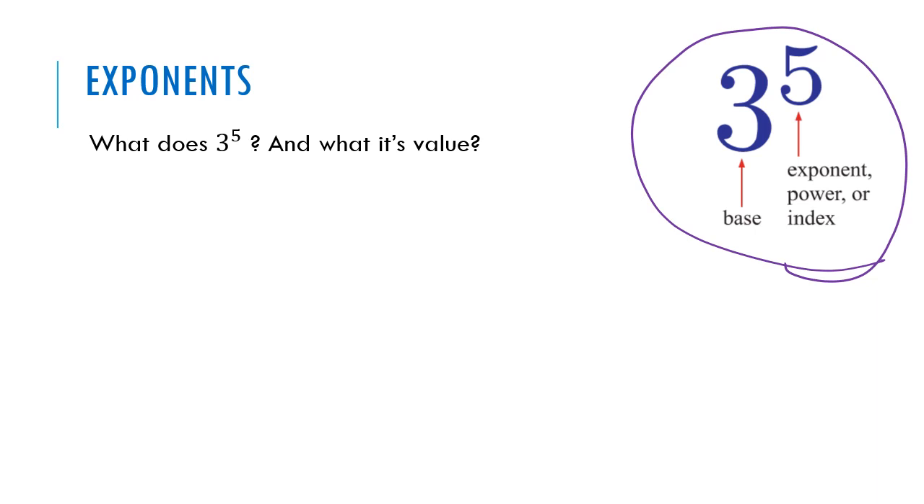Logically it means 3 times 3 times 3 times 3 times 3. So, old school math, you just multiply all those numbers together to get its value, which would end up being 243. Now, if you're using a calculator, which I would recommend, you would type it in as 3 caret 5, and it would give you your 243.